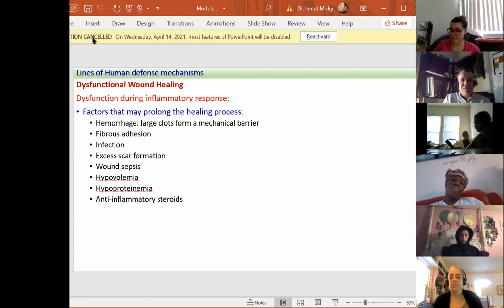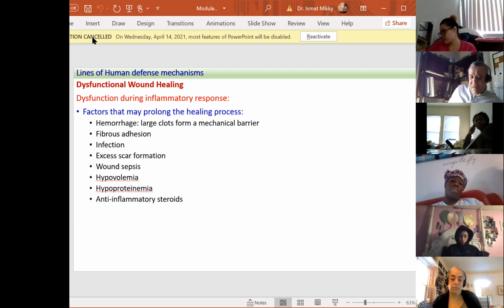Very significant in terms of meds, such as steroids. Patients on steroids, the steroids will prolong the healing process. It will delay the healing process. Steroids.